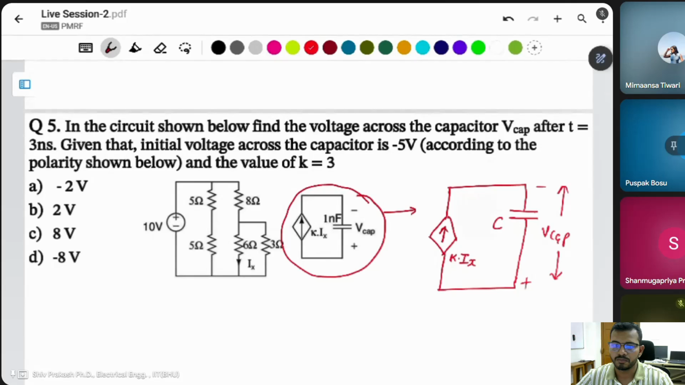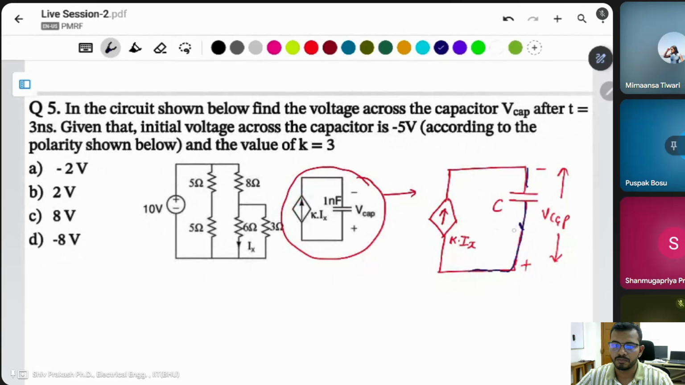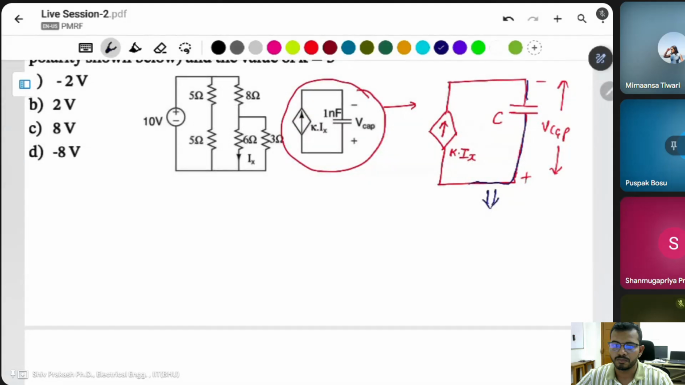In this case, you can see that this capacitor is working like a source, because the current is leaving from the positive side and entering from the negative side. It means this capacitor is behaving like a source. Then how can you represent it? There is an initial voltage also given. Then you can extend this with the initial voltage.